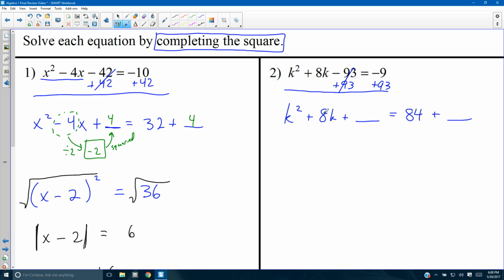We're going to take this 8. Follow with me because this time I won't draw it here. Divide it by 2. Okay, 8 divided by 2 is 4. 4 squared, that is 16. So this number here is going to be 16. Awesome.